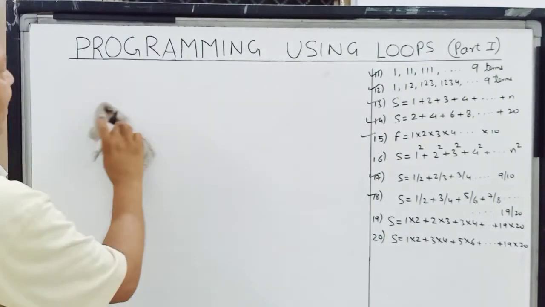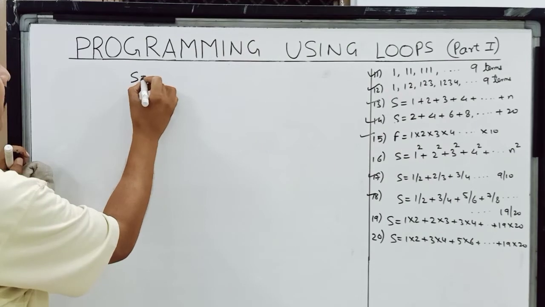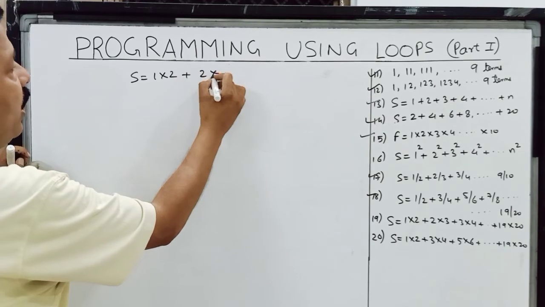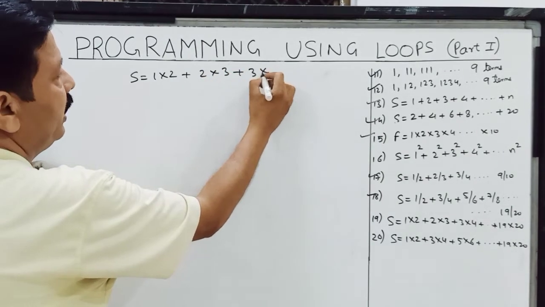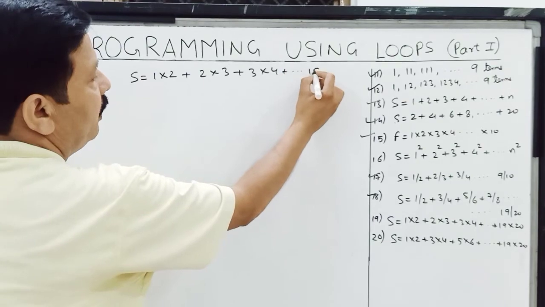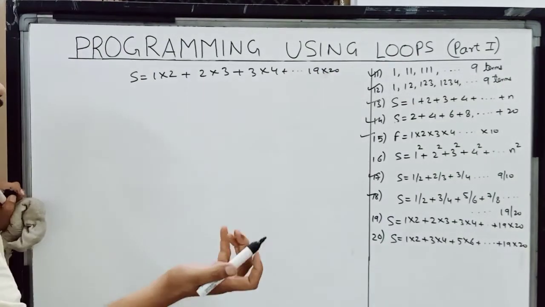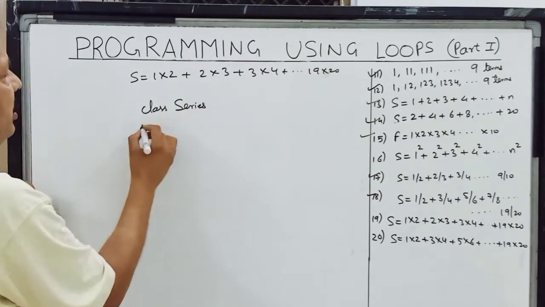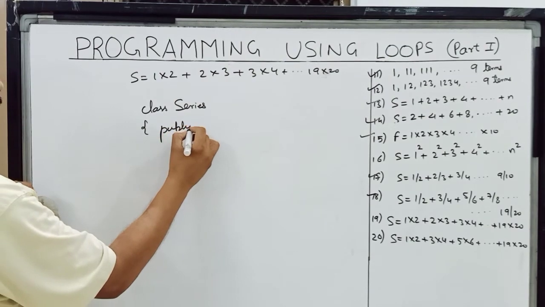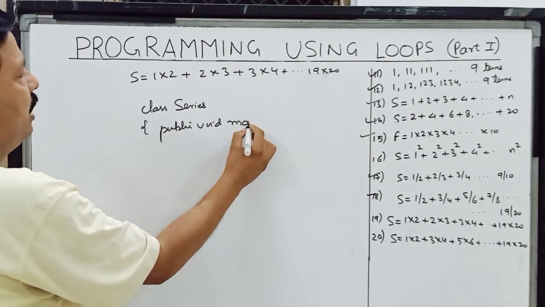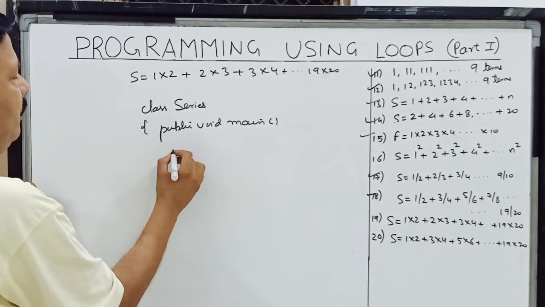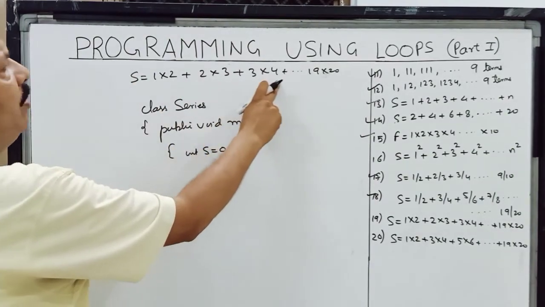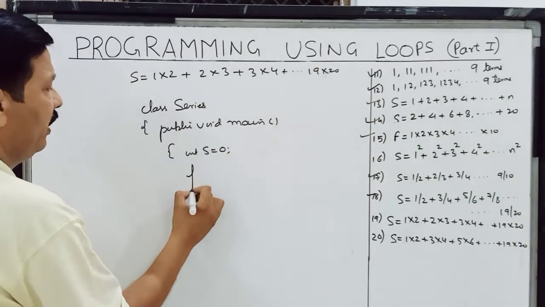Two more series will be covered in this video, and this is s is equal to 1 into 2 plus 2 into 3 plus 3 into 4 plus ... 19 into 20. This is again the same series as it was in division. We have to just make minor changes. It is public void main, and children, I am now having my variable as integer type, because I know if I multiply all these numbers, I will get an integer answer.